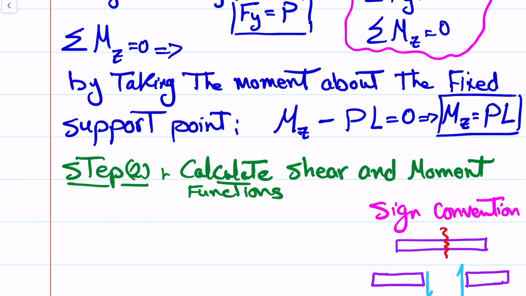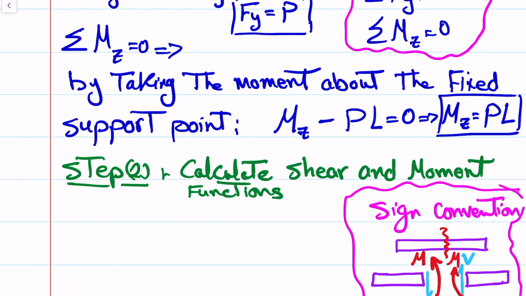And you know, we are using V as the symbol of shear. Okay, and what about the moment? The moment will be counterclockwise on the left side and clockwise on the right side. Okay, these are the positive directions for both shear and moment. Let's see how we will apply this to the beam we have right now.